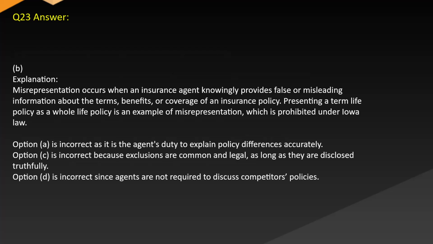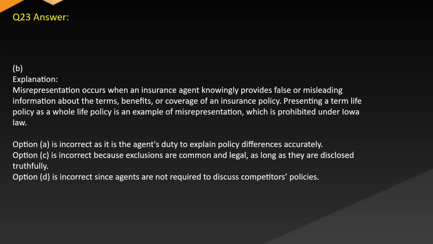Answer B. Explanation. Misrepresentation occurs when an insurance agent knowingly provides false or misleading information about the terms, benefits, or coverage of an insurance policy. Presenting a term life policy as a whole life policy is an example of misrepresentation, which is prohibited under Iowa law.